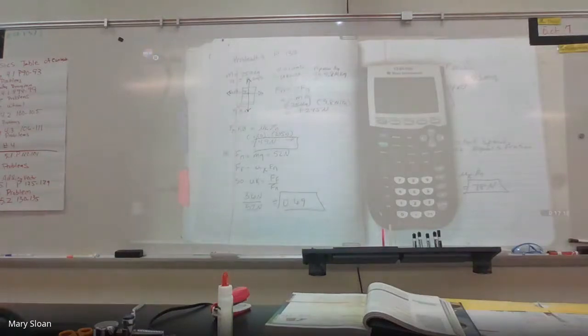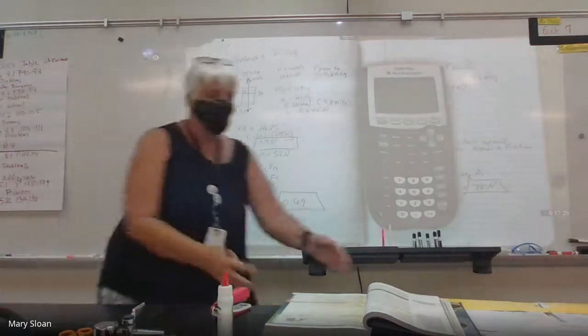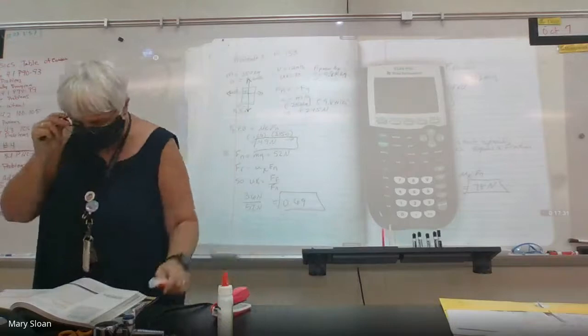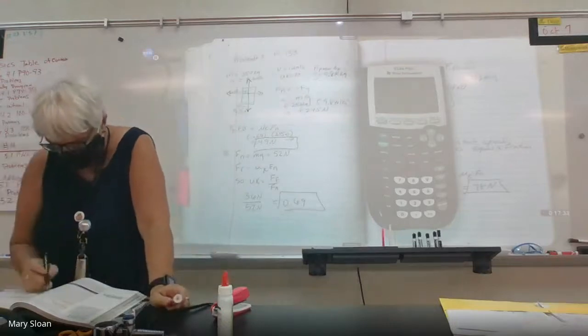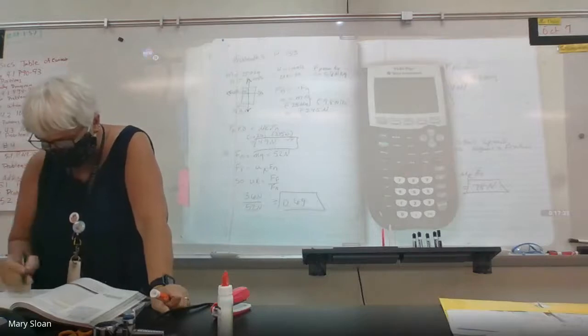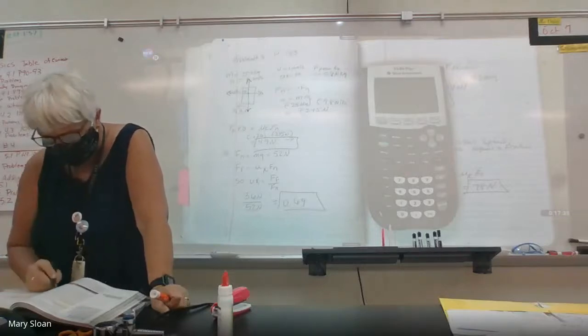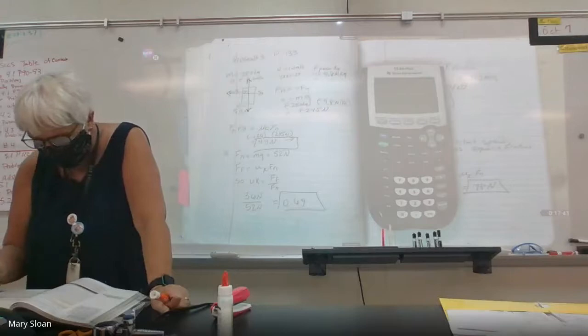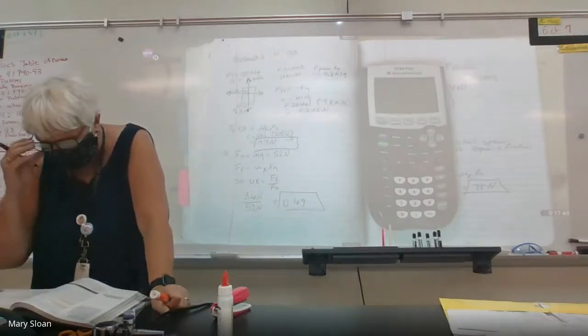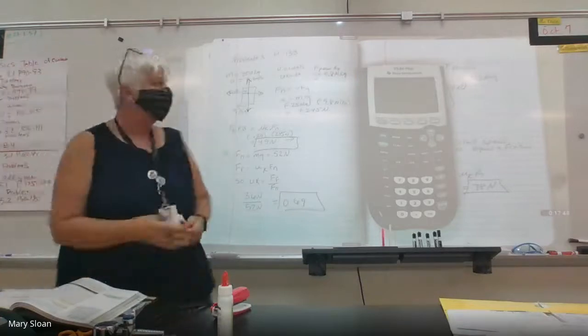Okay. Let's look at question number 18 in your textbook. It says that Gwen exerted a 36 Newton horizontal force as she pulled a 52 Newton sled across the cement sidewalk at a constant speed. What is the coefficient of kinetic friction between the sidewalk and the metal sled runner?